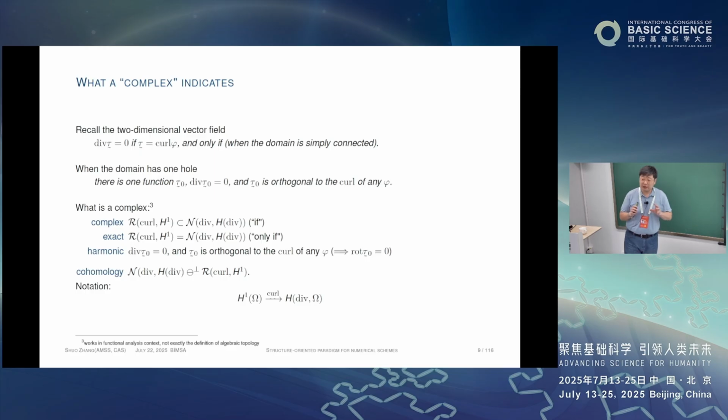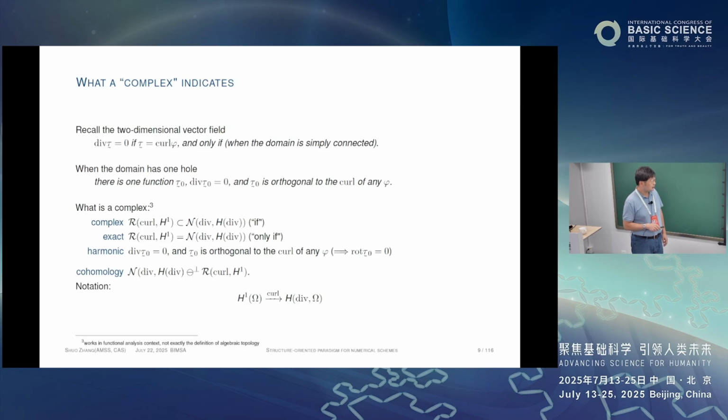So we can rewrite these facts in the language of complex. Complex is some concept in geometry, but I just use the meaning of function and function space here. So we rewrite this in the language of complex. That is to say, the range of curl is a subset of the null space of D. This is what the concept of complex tells us.